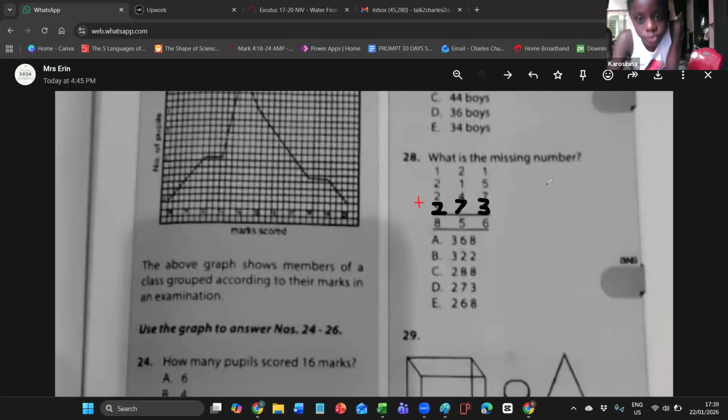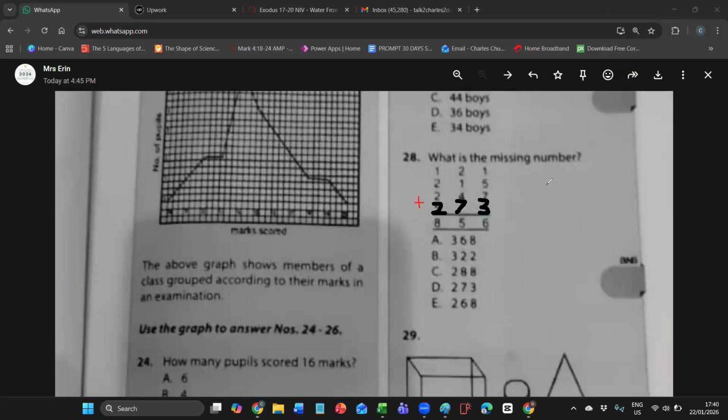1 plus 5 is 6. 6 plus 7 is 13. 13 plus 2 is 6, so I've got 1. So 2 plus 1 is 3. 3 plus 4 is 7. 7 plus 7 is 14. Plus the 1 that you carried from the other side is 15.